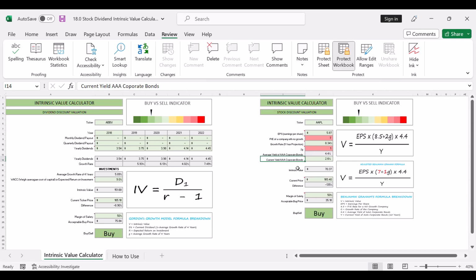And then after you put all that information in, your intrinsic value, you can see, is $70.30 for Apple, and the current price is $165. The margin of safety stays at 50. So here it's telling you Apple is a buy. It's a good tool to add to your investment tools.